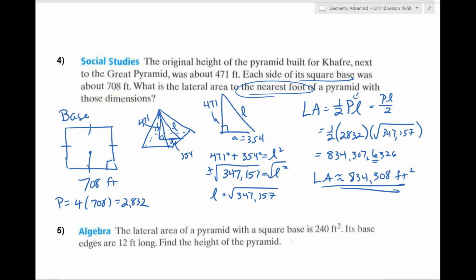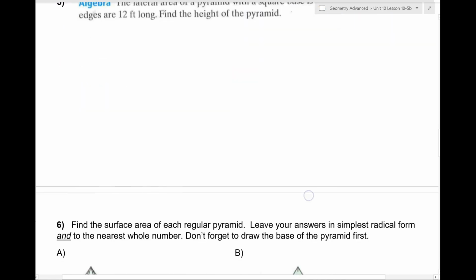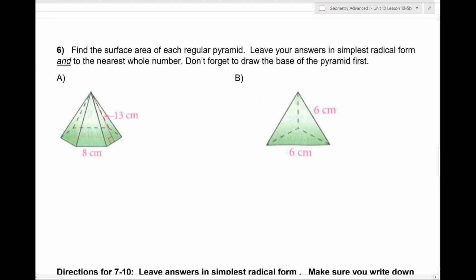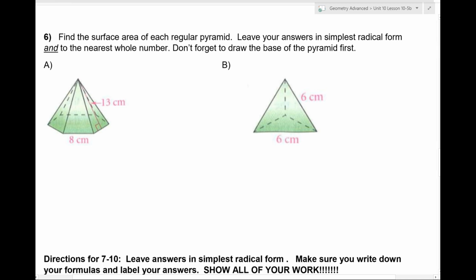All right, now we're going to go on to the next problem. We're going to do 6b, my friends. Okay, 6b. Now it says find the surface area of each regular pyramid. Leave your answers in simplest radical form and to the nearest whole number. So I got to go simplest radical form, and we need to do it as a decimal. I mean, not a decimal, but approximate. So we're going to round.